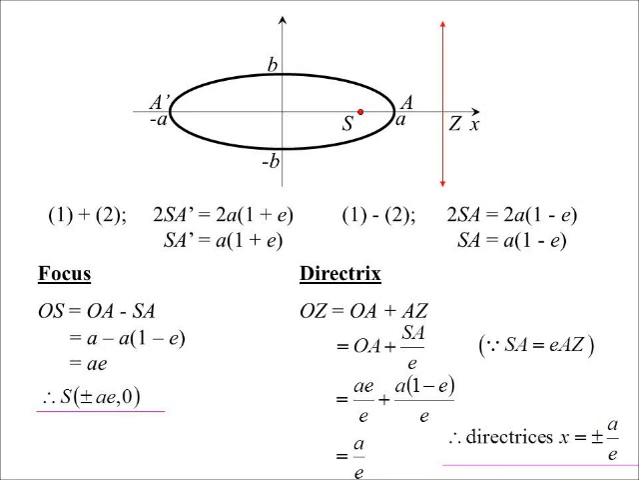You don't have to derive these each time of course. We're just going from scratch to show, hey, this is where it all comes from. Again there would be two directrices, one on the other side because of symmetry. So one would be x equals plus A on e, one would be minus A on e.